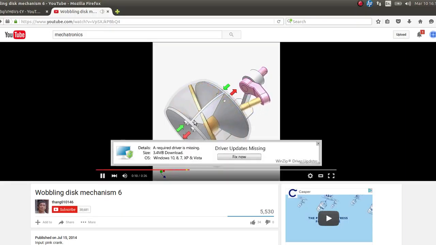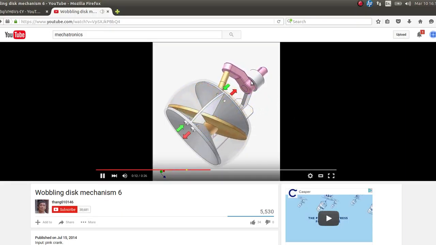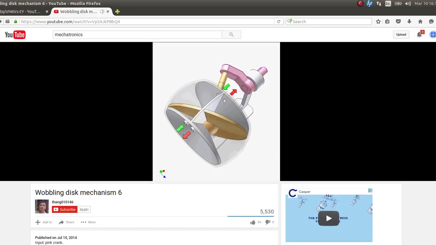So the flow through the green ports will cause this rotation of the shaft. Now there are slightly different implementations, but the concept is the same for all these positive displacement flow meters.